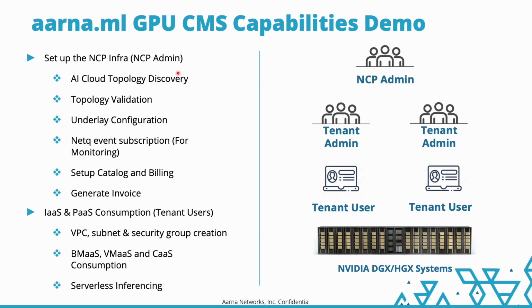Once the NCP admin has done all of this, we'll show you how tenant users are able to consume this infra. They will create the VPC, subnet and security group for themselves, and then they will consume the infra by allocating bare metal, virtual machines, the Kubernetes cluster, and finally serverless inferencing.